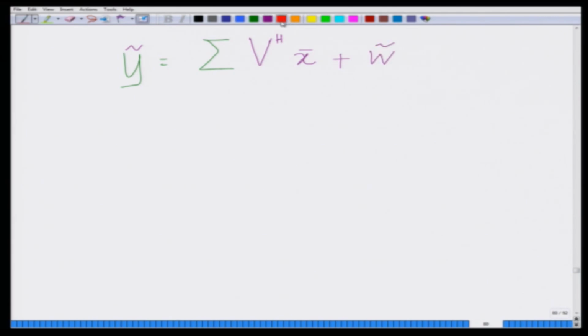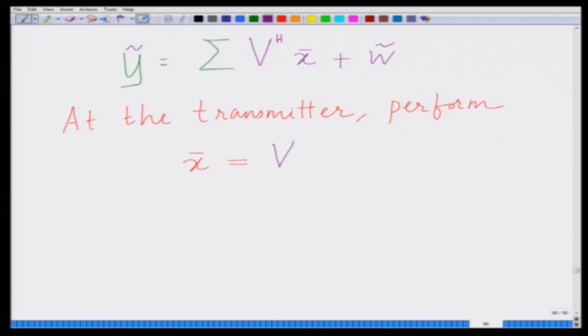Now, what I am going to do at the transmitter, we perform the following: the transmit vector x bar is equal to V times x tilde, and this is termed as precoding.